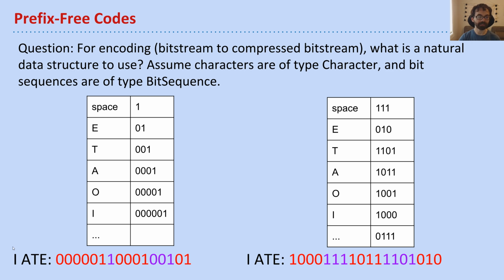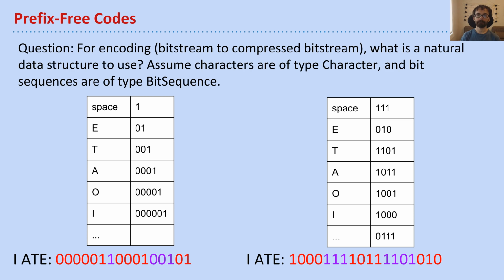So for example, if I have the letter I, then space, then ATE, I want to get back to the bit sequence 0000011001, etc. I think I messed up. Okay. So assuming the characters are of type character and the target bit sequences are of type bit sequence, what would we need to use? And what is bit sequence? It's just a class that represents a sequence of bits. So you don't need to know how exactly it works. Okay, so what data structure would we use to encode our data? I'll give you a hint. It needs to be some kind of a map.